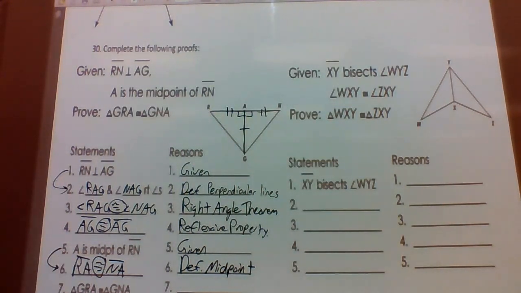We now have 3 pairs of corresponding parts that are congruent. So we can look to try and use one of our postulates, right? Side, side, side, side, angle, side, angle, angle, side, or hypotenuse leg. So let's write it in.